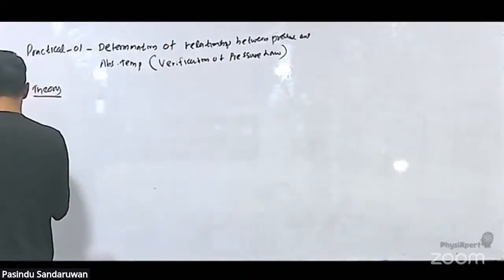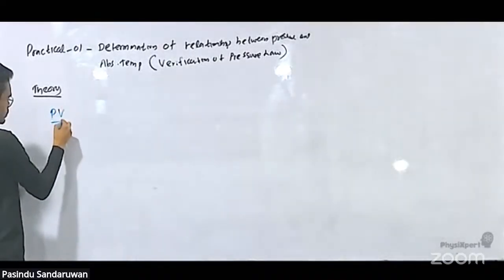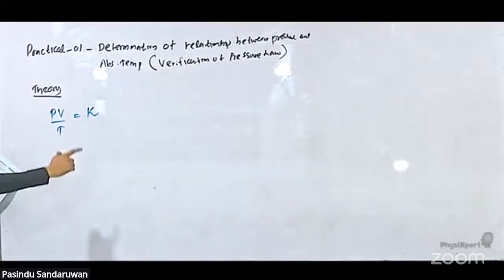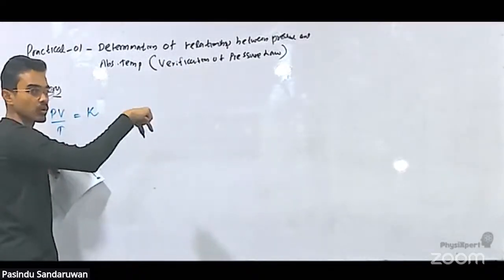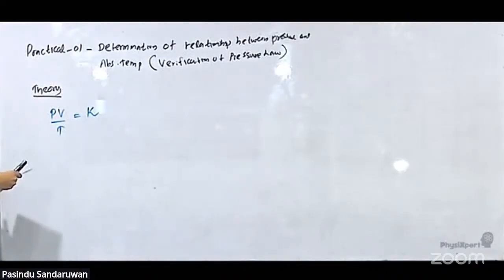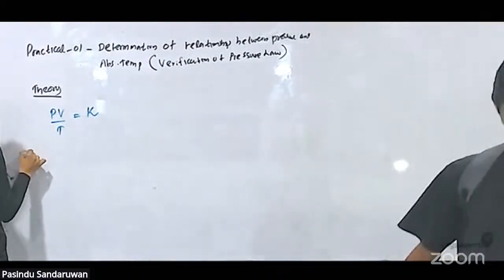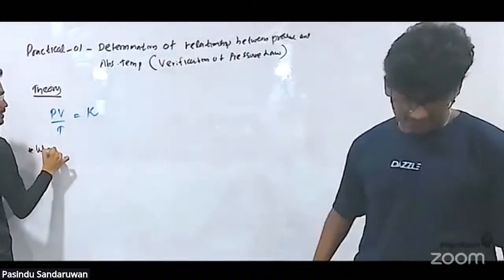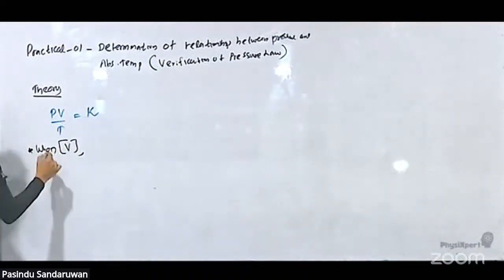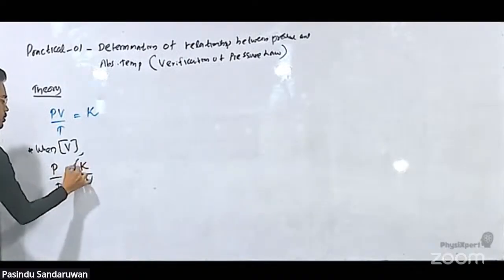We know for any ideal gas, PV over T is a constant. Pressure law is valid at constant volume. When volume is constant, this is also constant now. P over T becomes K over V. This whole thing is a constant.